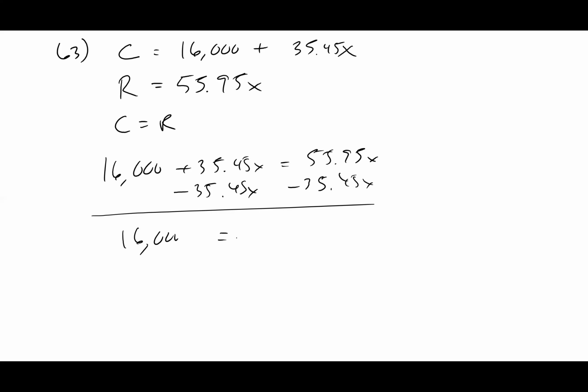2050, is that right? I think, yeah. And then probably need a calculator here. How many times does $20.50 go into $16,000? Say again. 781 units sold. Okay.